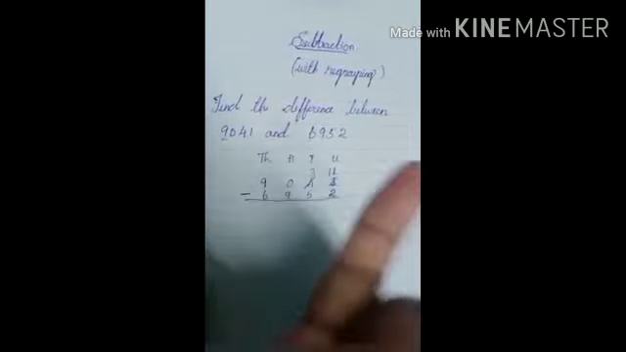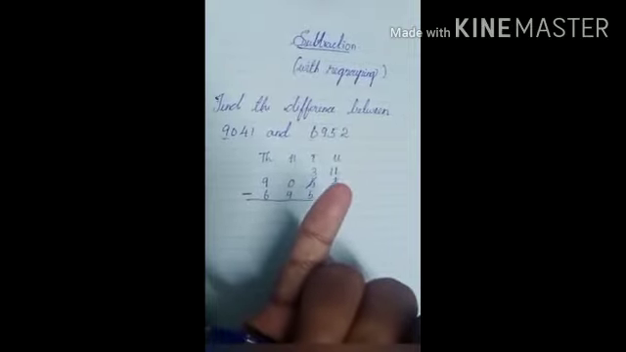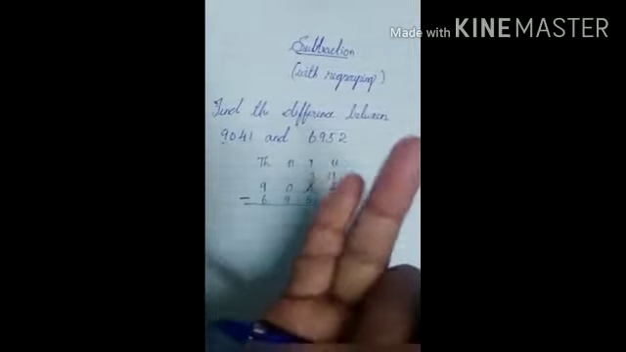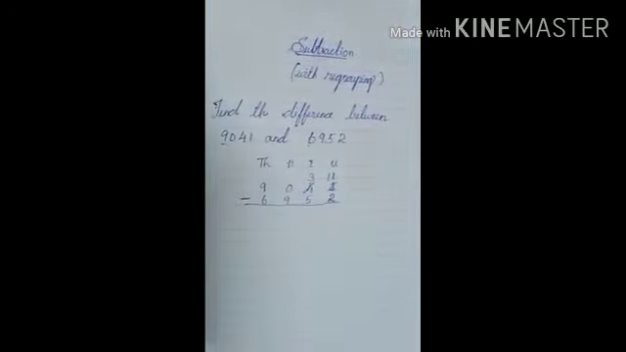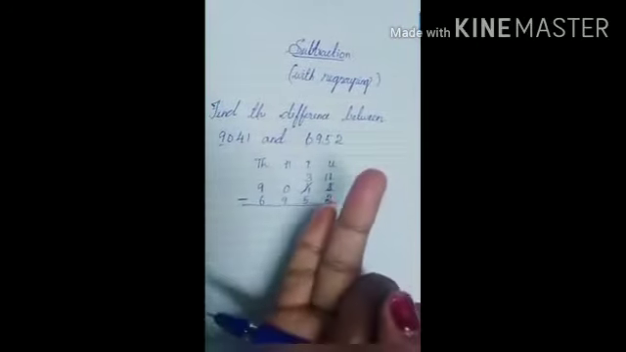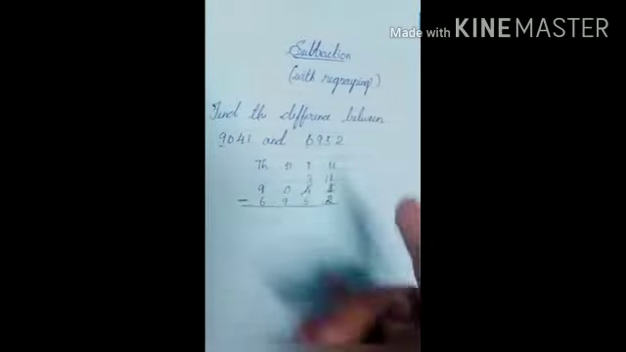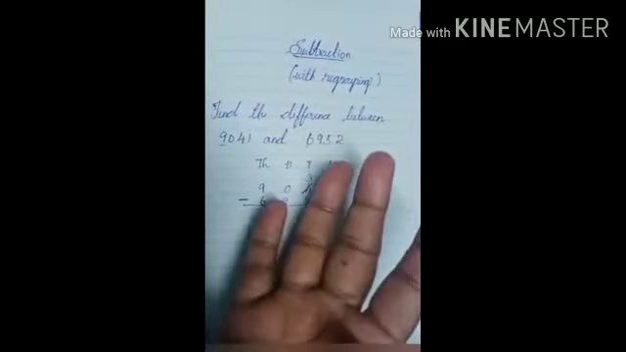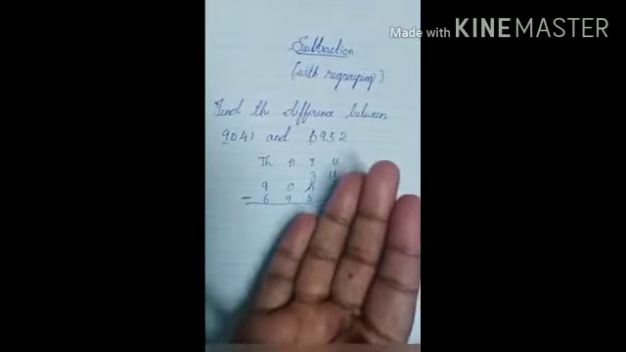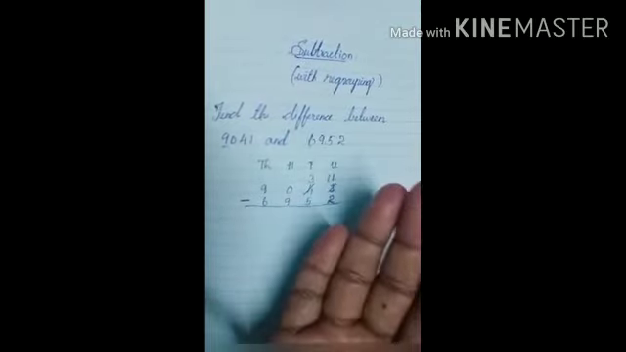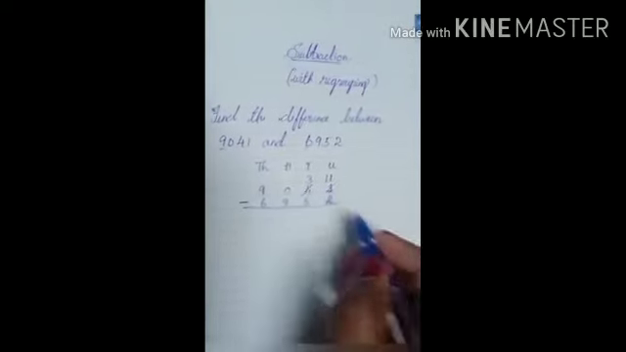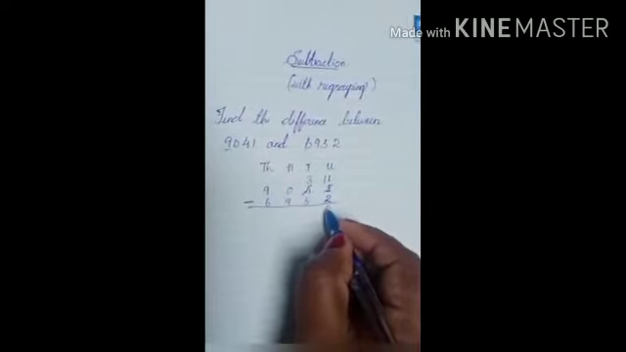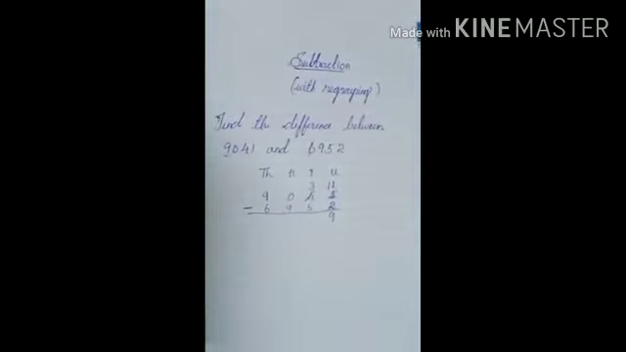2, after 3, you can open one finger. 3, 4, 5, 6, 7, 8, 9, 10, 11. Up to 11, you have to open your fingers. So now you count how many fingers are open in your hand. Check it. Is it 9? Yes, it is 9. So the answer is 9.